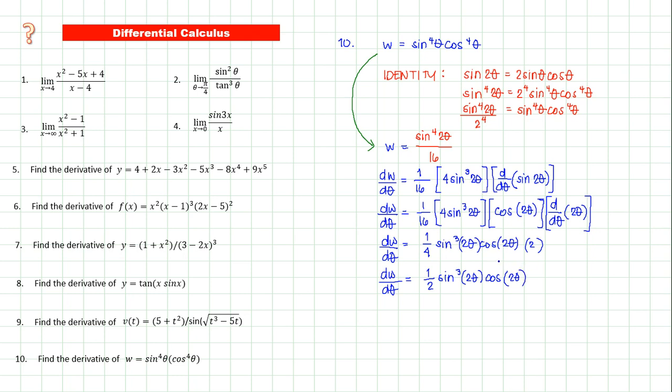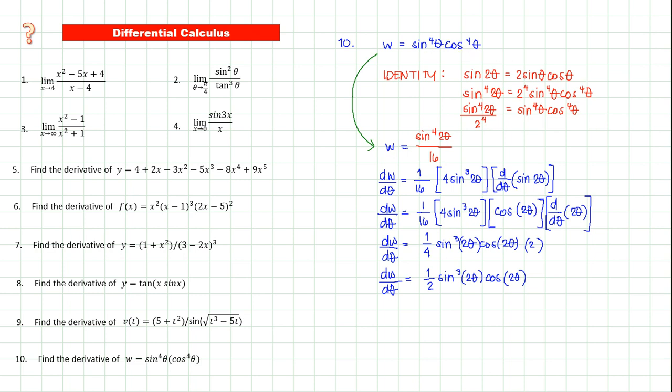So, ganun lang siya, no? So, medyo simple lang siya. Yun yung sagot natin, no? Hindi na natin siya kailangan pang ipahirapan. Kasi, ganyan lang siya. Importante dito, ma-identify natin yung identity sa simula pa lang. Kasi kung hindi natin to gagawin, napakaraming lines nito sa pag-solve.